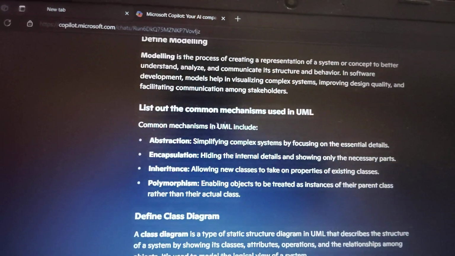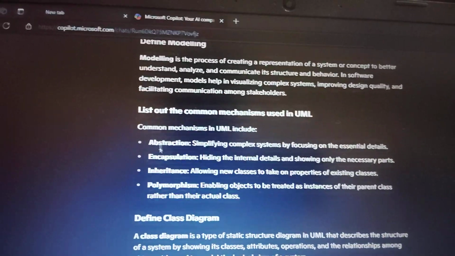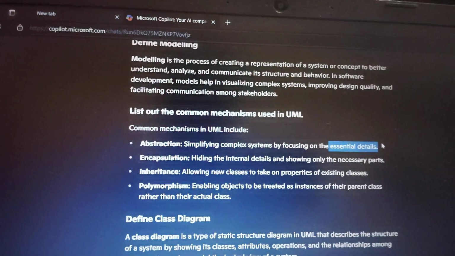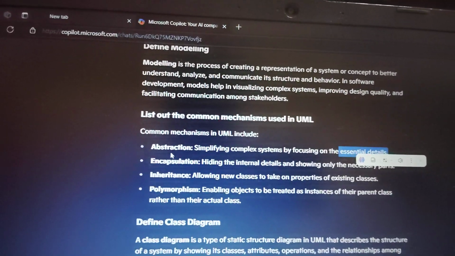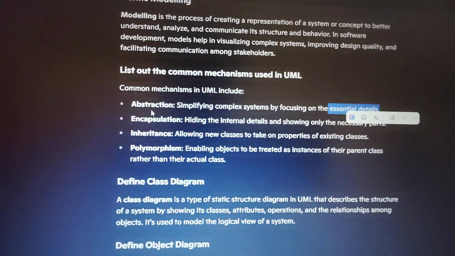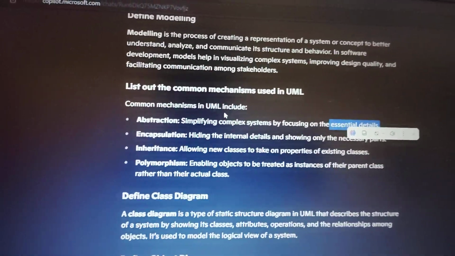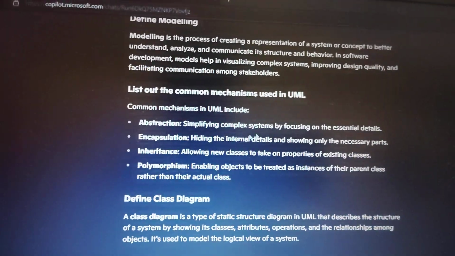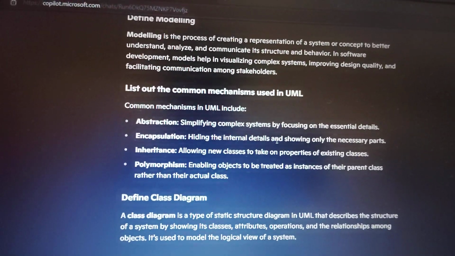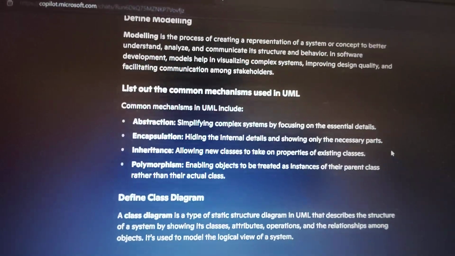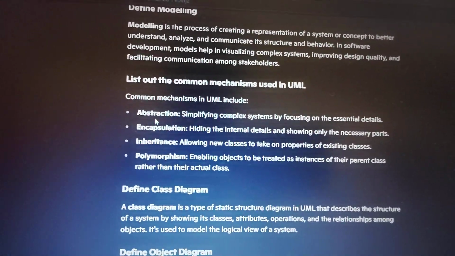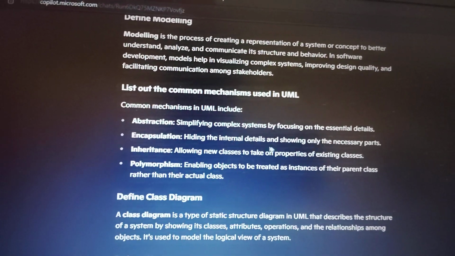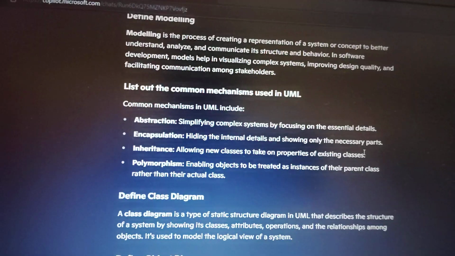We can write abstraction in the sense of hiding background details, simplifying a complex system by focusing on the essentials. Coming to the Python language, it is defined as hiding background details. In the sense we are representing essential things only; that is the logic you need to remember. Encapsulation means hiding the internal details and showing only the necessary parts. This is somewhat similar to abstraction, just remember.